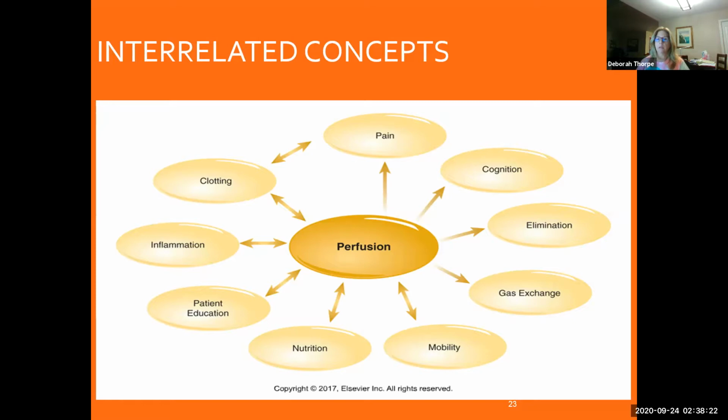The ones that are most closely interrelated with perfusion is pain. The patient complains of pain when the perfusion is impaired by clotting, whether it can be in the coronary arteries causing chest pain or in the iliac or femoral arteries causing leg pain when walking. Impaired tissue perfusion leading to ischemia creates lactic acid that contributes to pain.